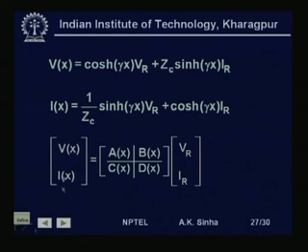Therefore, we can write this in terms of ABCD parameters as [Vx, Ix] is equal to [Ax, Bx; Cx, Dx] times [Vr, Ir], where A is equal to cosh gamma x, B is equal to Zc sinh gamma x, C is equal to 1 by Zc sinh gamma x, and D is equal to cosh gamma x. Again, you will see AD minus BC is equal to 1.